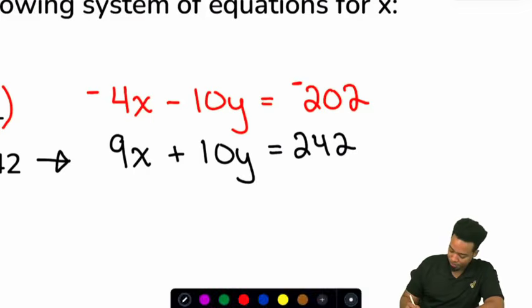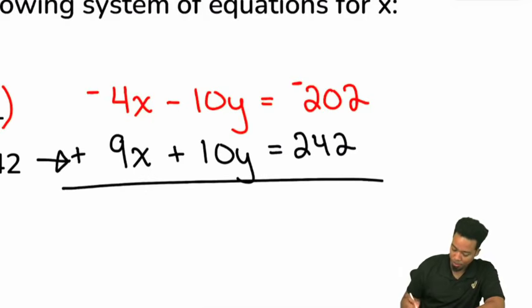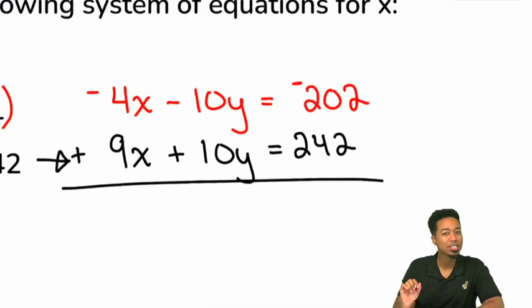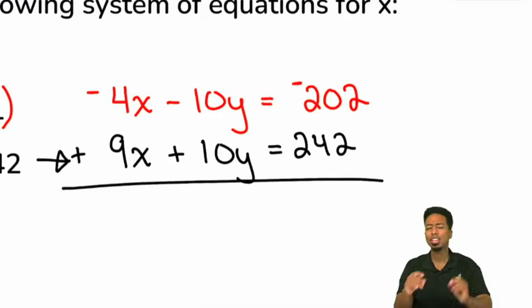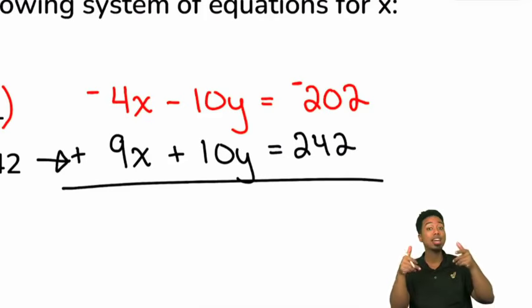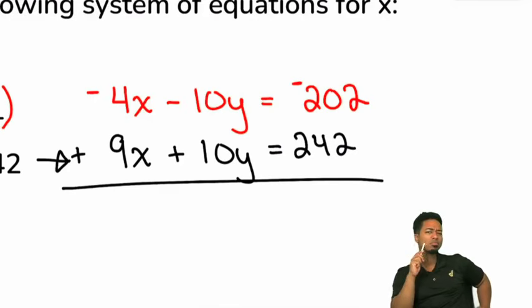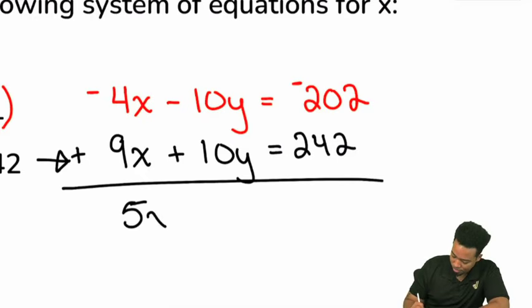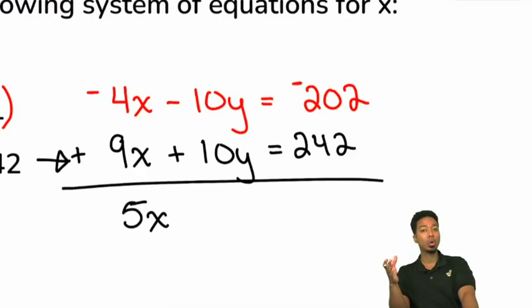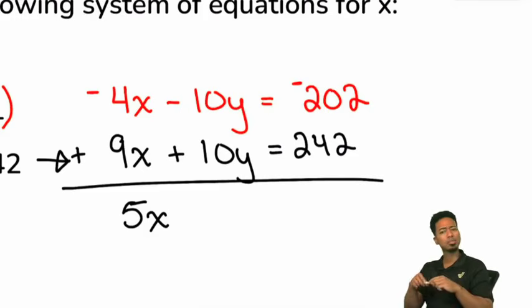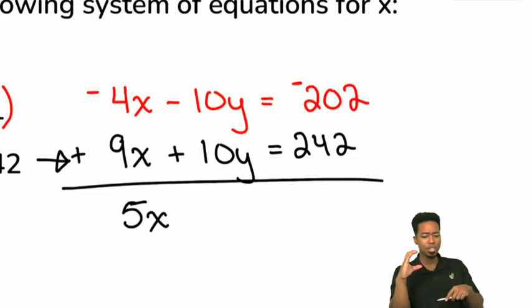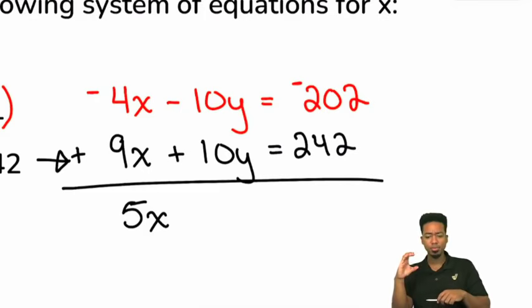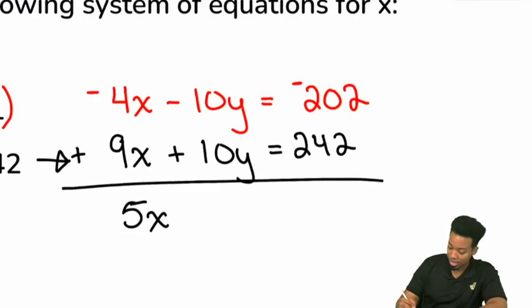So to do that, let's add. Negative 4x plus 9y, what's that going to be? Again, negative 4 plus 9, same thing as 9 minus 4. What's 9 minus 4? Positive 5. Then a negative 10y plus 10y. What's going to happen there? Yeah, it's going to cancel out.